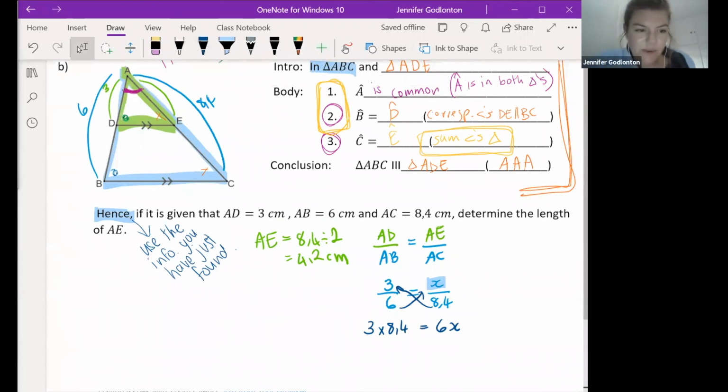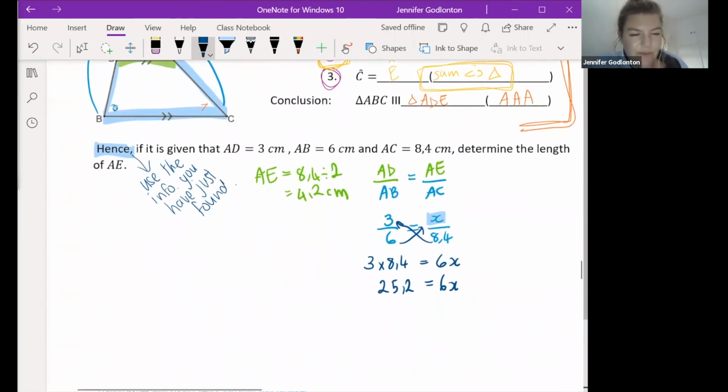So we get to this point over here. I'm now going to just use my calculator. 3 times 8,4 is going to give me 25,2, and that is equal to 6x. How do I get x to be alone now in this situation? How would I get x to be alone? What would I do?